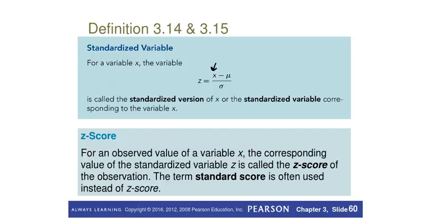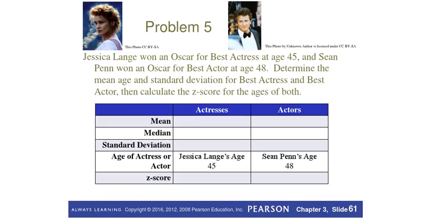Right? So we're going to do that. We're going to use our problem number 5, and we're going to use Excel to help us get this information. We've got information concerning Jessica Lange, who won her Best Actress Oscar at age 45, and Sean Penn, who won an Oscar for Best Actor first at age 48. We'll find the mean age and standard deviation for Best Actress and Best Actor, and then calculate the Z-score for both of those.